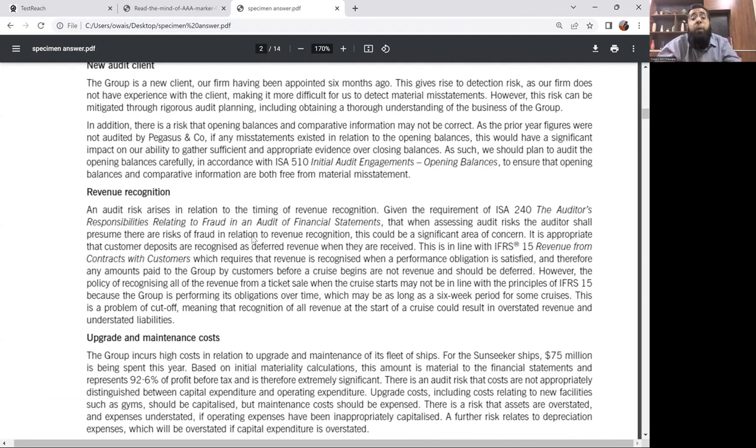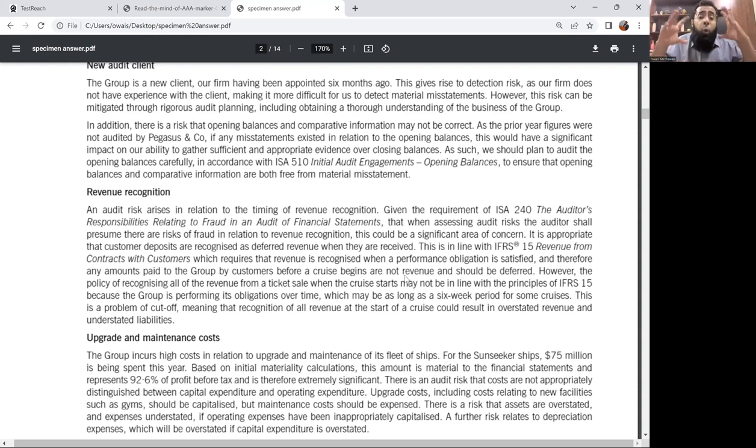So is it necessary that we also give the references of auditing standard numbers? No. See, candidate one didn't give that reference, and that is not required. Okay? This could be a significant area of concern. It is appropriate that customer deposits are recognized as deferred revenue when they are received. This is in line with IFRS 15, revenue from contracts with customers, which requires that revenue is recognized when the performance obligation is satisfied, and therefore any amount paid to the group by customers before a cruise begins is not revenue and should be deferred.